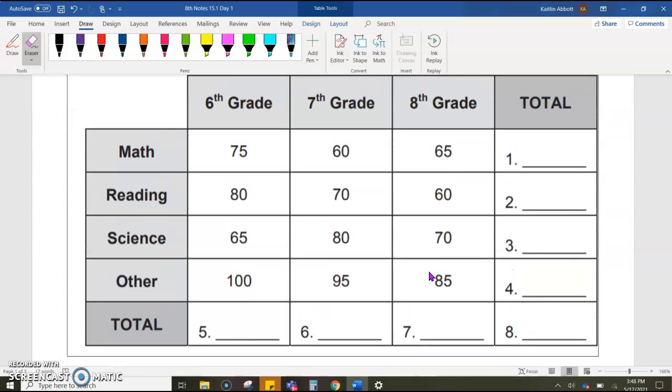Like this one, that's probably in your Nearpod. This has multiple. So you'd have to add the 6th, 7th, and 8th graders, and you add all three of these up to get a total. This one's a nice one.